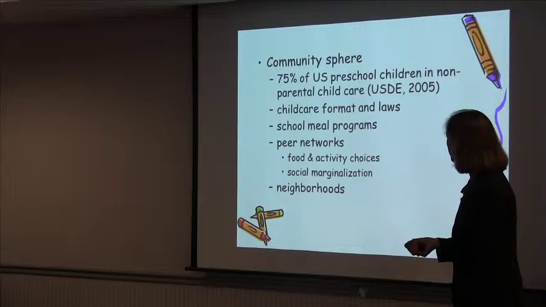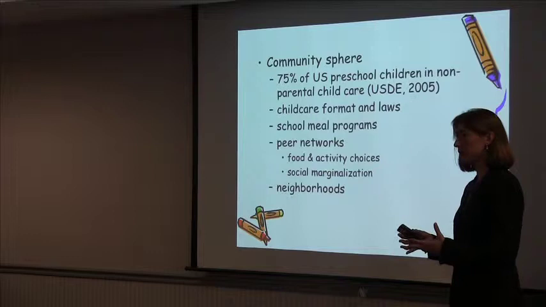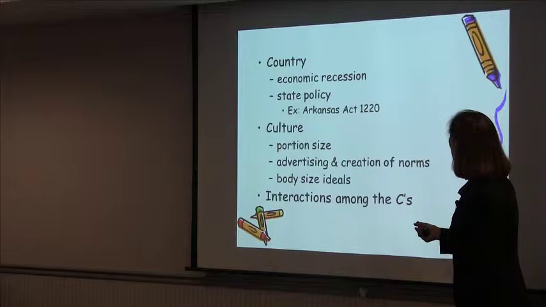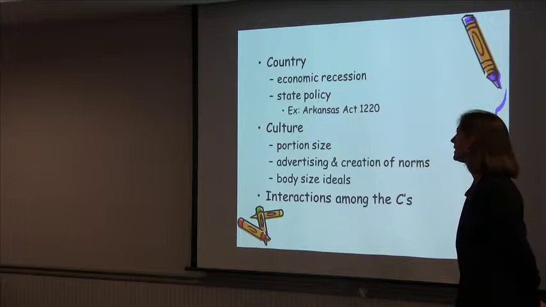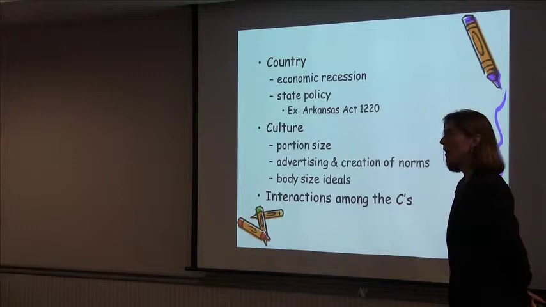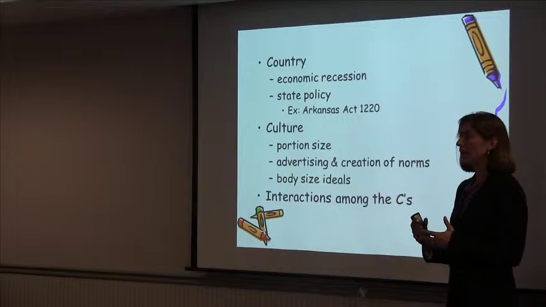And then finally, neighborhoods, factors such as the availability of different food choices, safety, parks, recs. In terms of the country level factors, we have the economic recession, so trying to get cheaper foods that may be of poor nutritional quality. Looking at various state policies, Arkansas had an Act 1220, which actually limited the contracts that schools could have with outside vendors in terms of the provision of foods to extracurricular events. So that was an interesting approach.